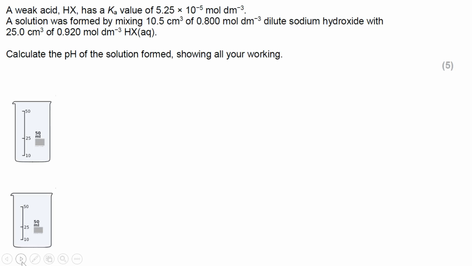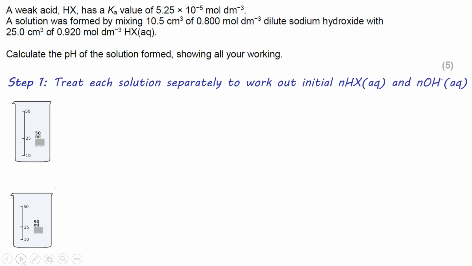It describes a weak acid with its Ka value at the top and tells you about two different solutions that are put together, and then a mixture is formed once they react with each other. So a solution was formed by mixing 10.5 centimeters cubed of one solution and 25 centimeters cubed of another. So let's treat them differently. I've color-coded the actual solutions, and I'd like you to imagine that the two beakers were the two different solutions. So we haven't added them together yet.